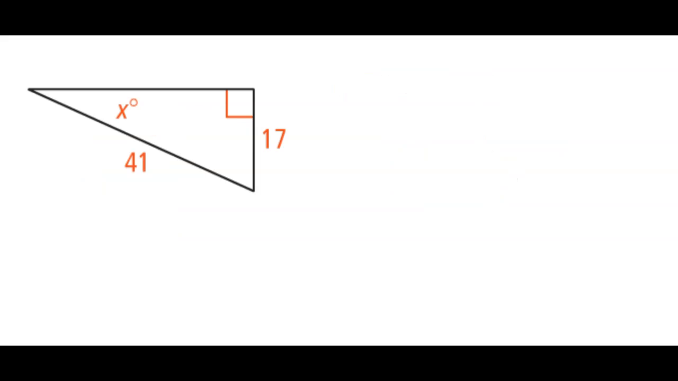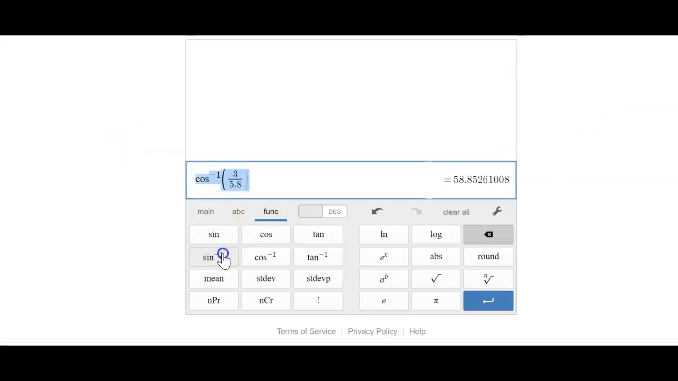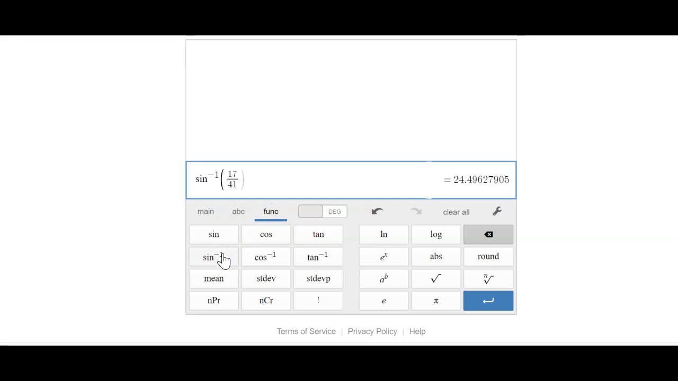Try that one out. This x is, it's hard for them to type it in here sometimes. That's in this corner right here. So this is the opposite side, this is the hypotenuse, and we don't care about the adjacent up there. So opposite and hypotenuse, that's going to be sine. So the sine of x equals 17 over 41. Take the sine inverse of both sides. You get 24.5.